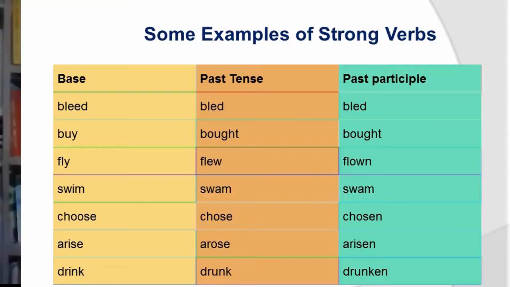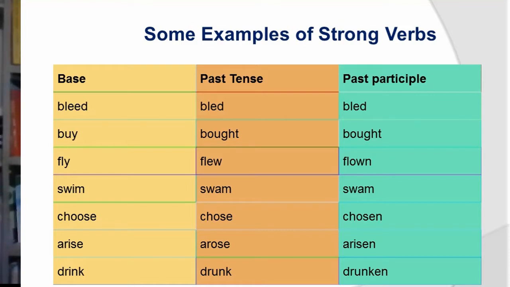And you know, this kind of conjugation is somewhat difficult for you because all are different, and sometimes you have to memorize all the forms of the verb. And I have some examples for you. You see: bleed, bled, bled; buy, bought, bought; fly, flew, flown; swim, swam, swum.